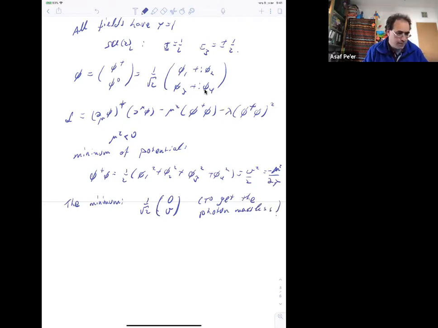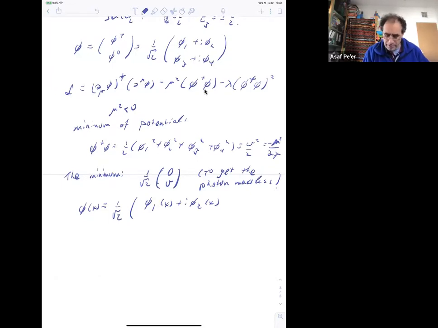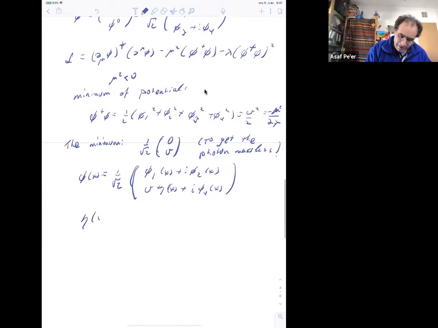And then we're going to write phi of x, expanding around the minimum, as 1 over square root of 2, with the upper part phi 1 of x plus i phi 2 of x, and in the lower part, just repeating what we did, v plus eta of x plus i phi 4 of x. Now, of course, after spontaneous symmetry breaking, we're going to end up with 1 massive scalar. That's going to be the eta. Eta of x is going to turn out to be the Higgs, of course.